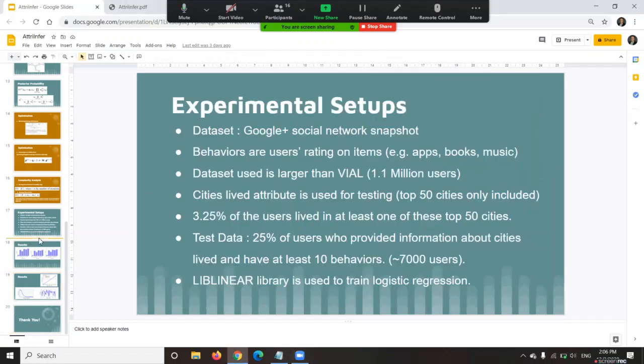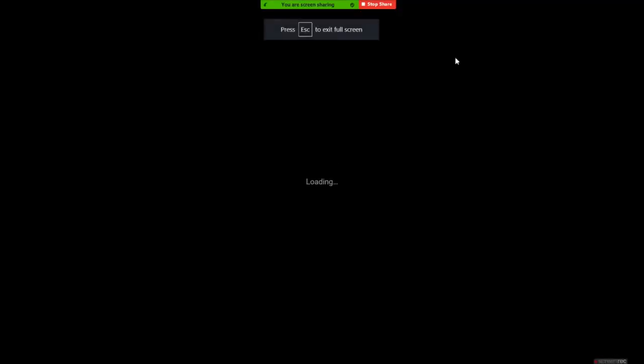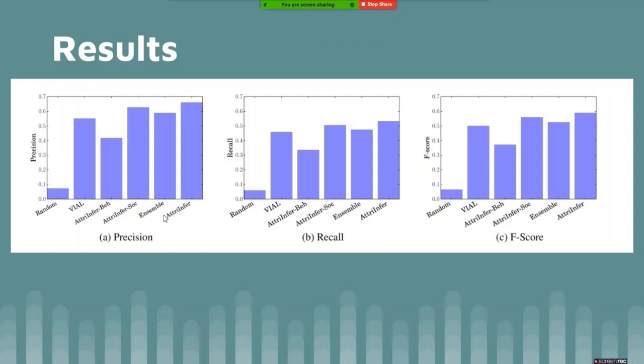Okay, so I was just discussing these results. The thing I was discussing here is the difference between the ensemble learning technique and the AttriInfer technique. The ensemble learning merges the behavioral and the social graph in a different way than the Markov random field that we have. So yes.